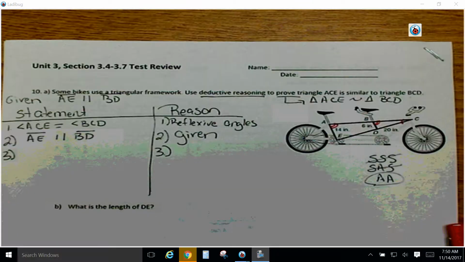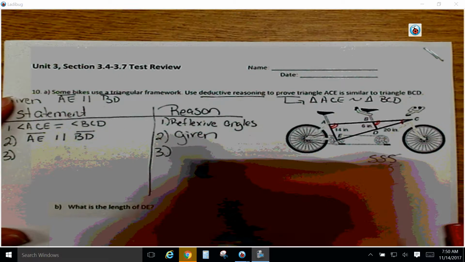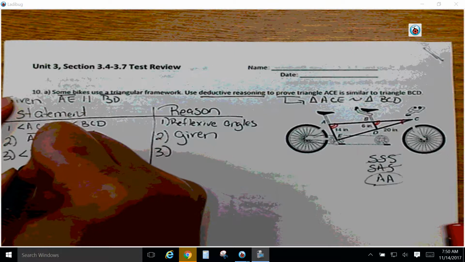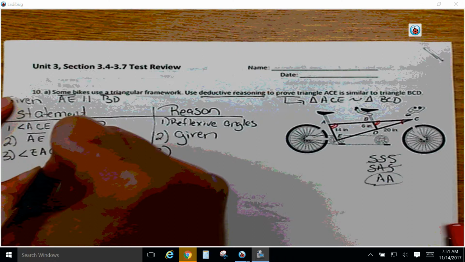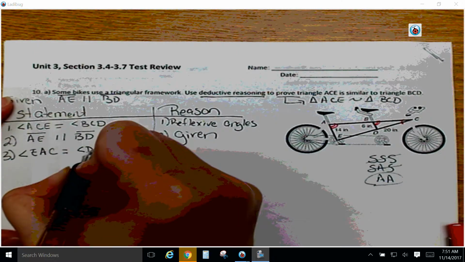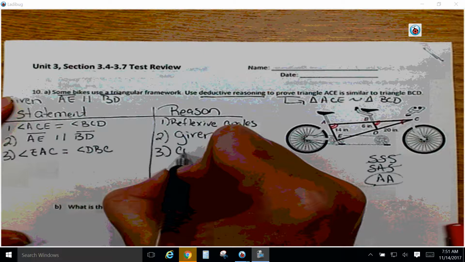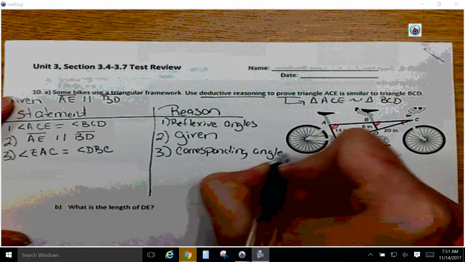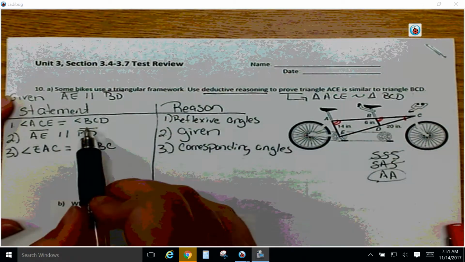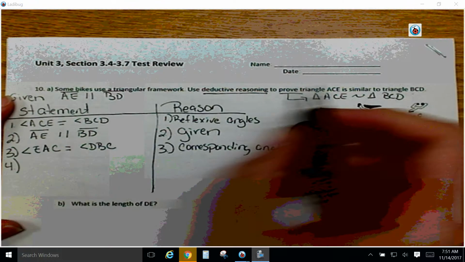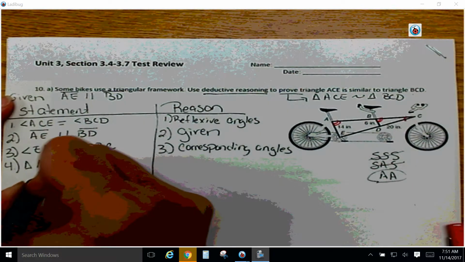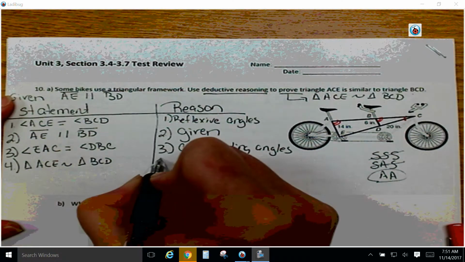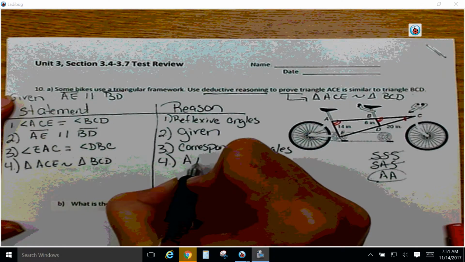So I could say that angle BAE is equal to angle DBC because they are corresponding angles. So now I have two angles that are equal. So I can now say that triangle ACE is similar to triangle BCD, and the reason for that is angle-angle.